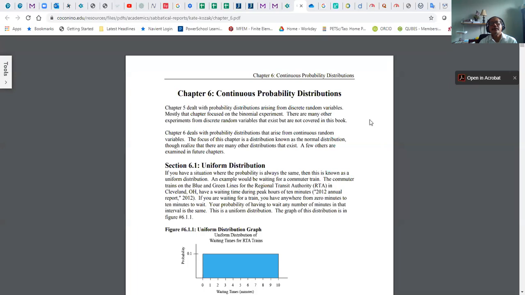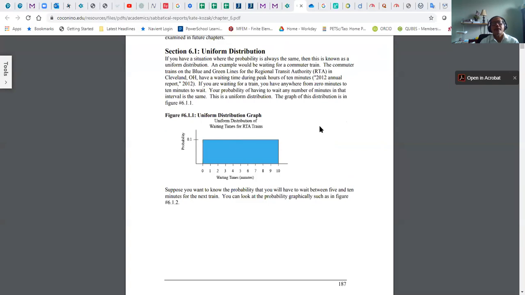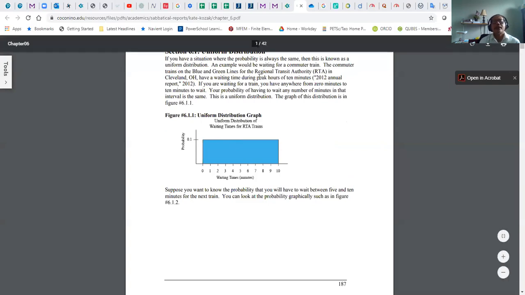You can see here chapter 5 is talking about the binomial experiment. First, we call it uniform distribution. Uniform distribution is like this. For example, in a situation of waiting for a motor train, right?